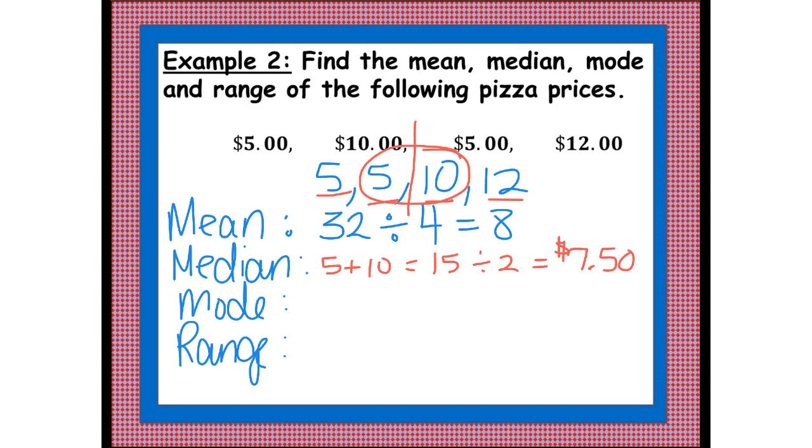The mode. Is there any numbers that are there more than the others? And the answer to that question is yes. I have 2 5s, and there are nothing else that I have doubles of. The range, that is the high minus the low. So 12 minus 5 equals 7.